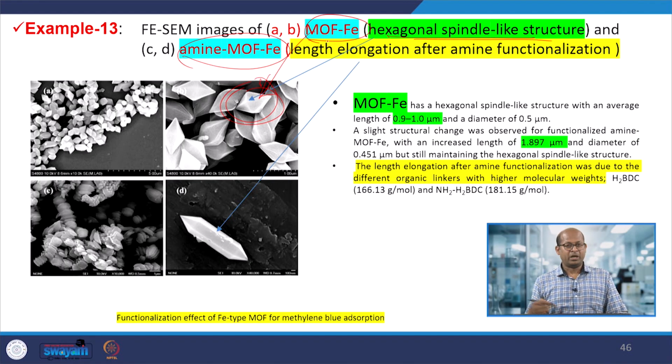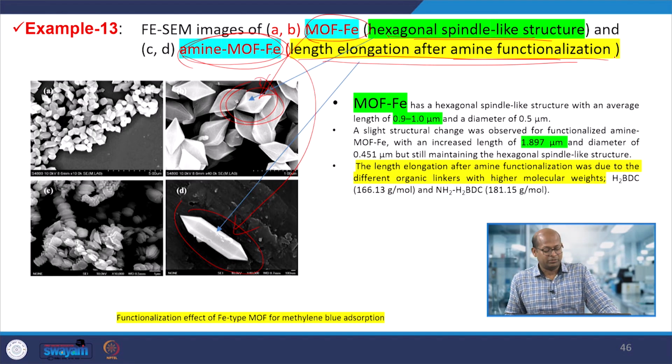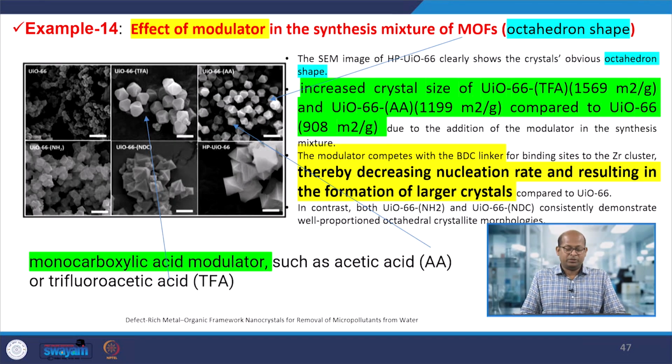When iron MOF was prepared, a specific method was used, and after that, when amine functionalized iron MOF was prepared, its shape is also hexagonal like, but the length was elongated after amine functionalization of these materials. So that shows what kind of structure or morphology changes occur. The same image helps us distinguish the effect of these amines, with the same materials prepared but functionalized with amines and without amines. So two different types of structures form.